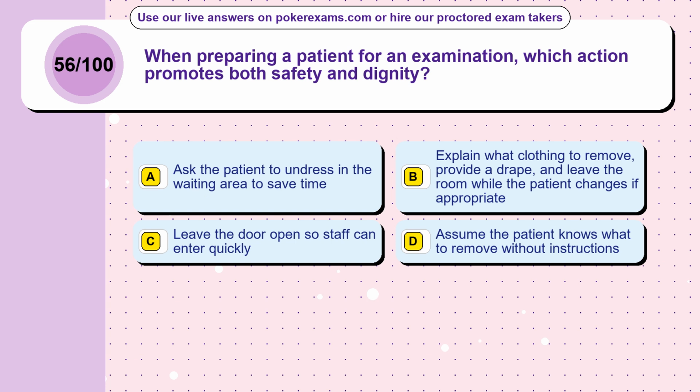Question 56. When preparing a patient for an examination, which action promotes both safety and dignity? Option A. Ask the patient to undress in the waiting area to save time. Option B. Explain what clothing to remove, provide a drape, and leave the room while the patient changes if appropriate.